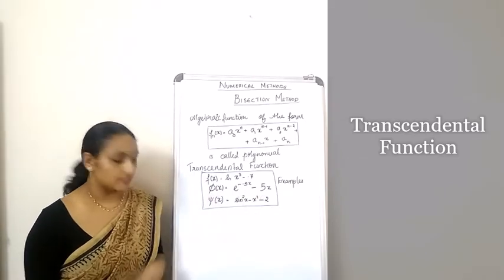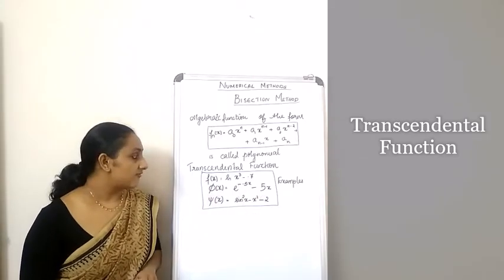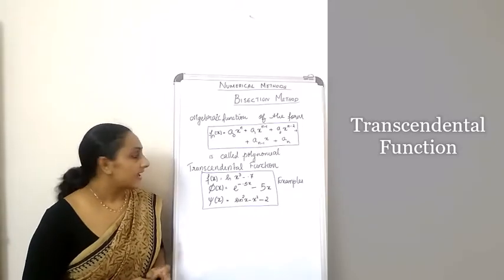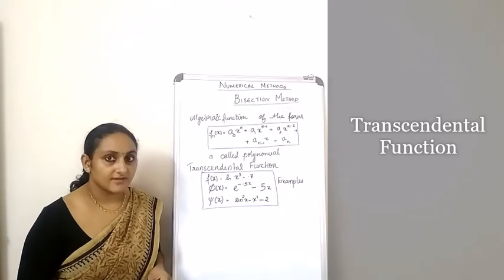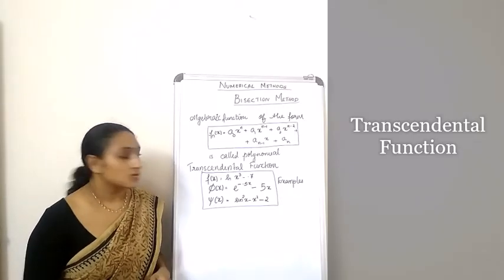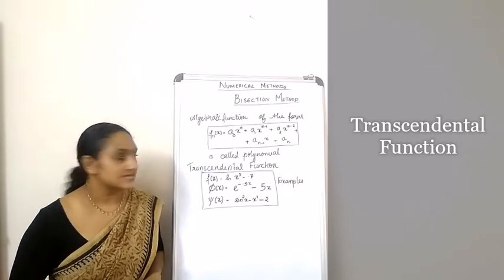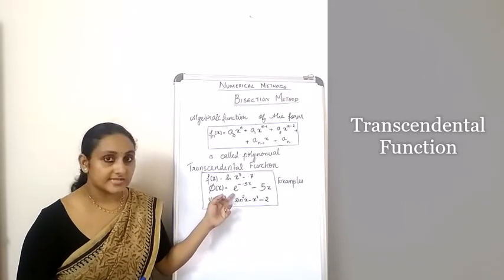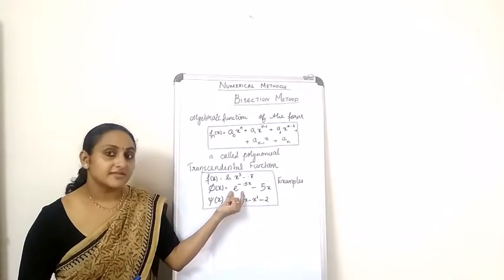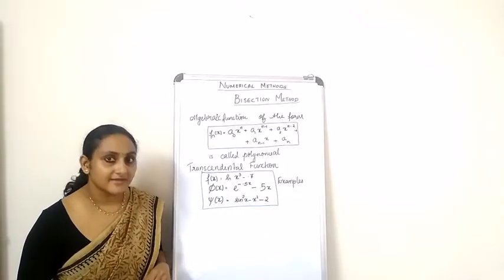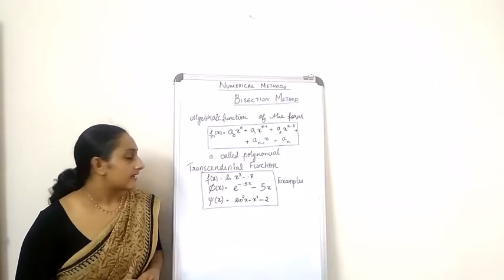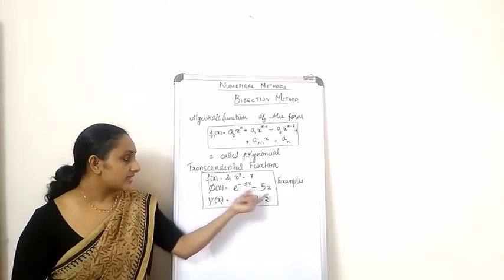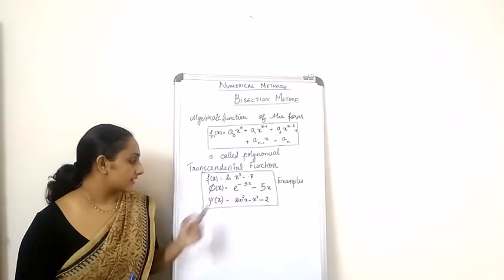Now just closely observe these functions that I have written over here. The first one is f of x, and it has a logarithmic expression in it, so that's why it is called a transcendental function. Now the second function, phi of x, if you closely observe, the first term is nothing but e raised to minus 0.5x, which is again an exponential term. So again this function is called a transcendental function.